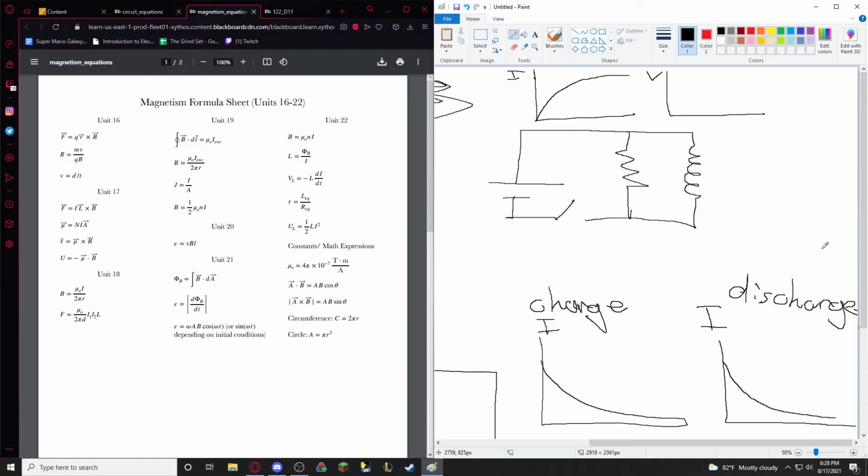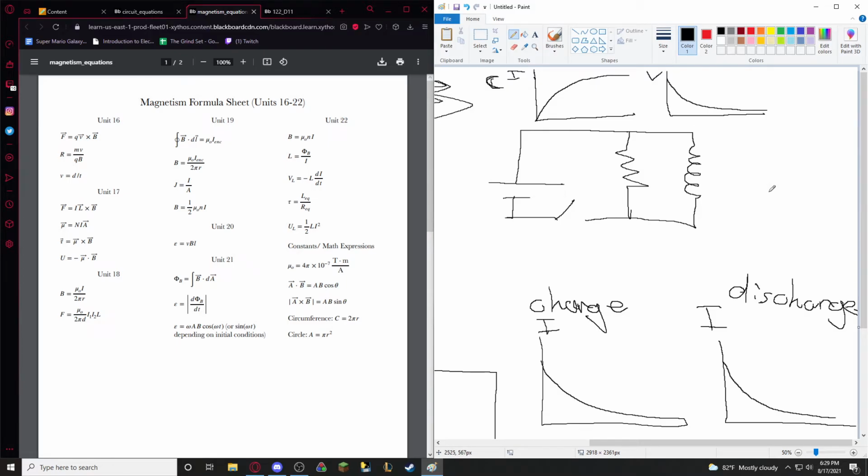What's the change in current initially? It's pretty big, right? Max. And then as it approaches the asymptote, it becomes much flatter and it goes to 0. So that's for the charge. I'm just going to signify that with a C.